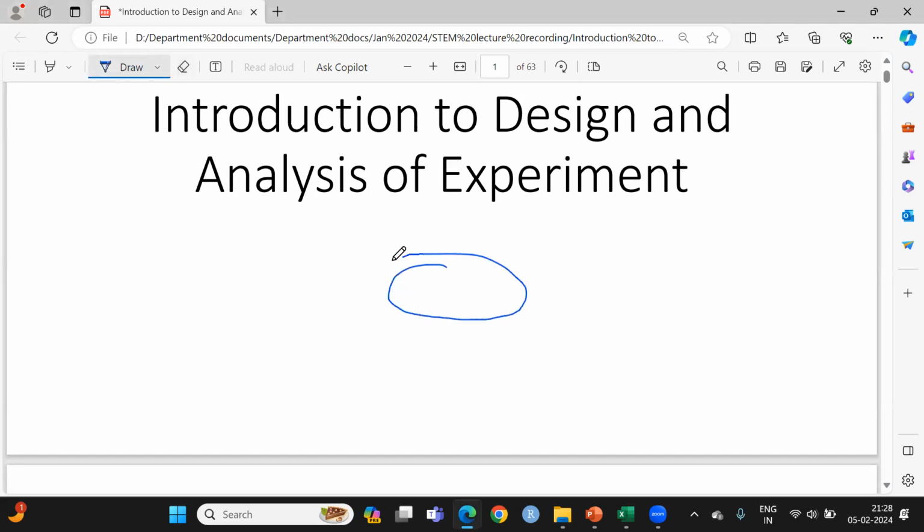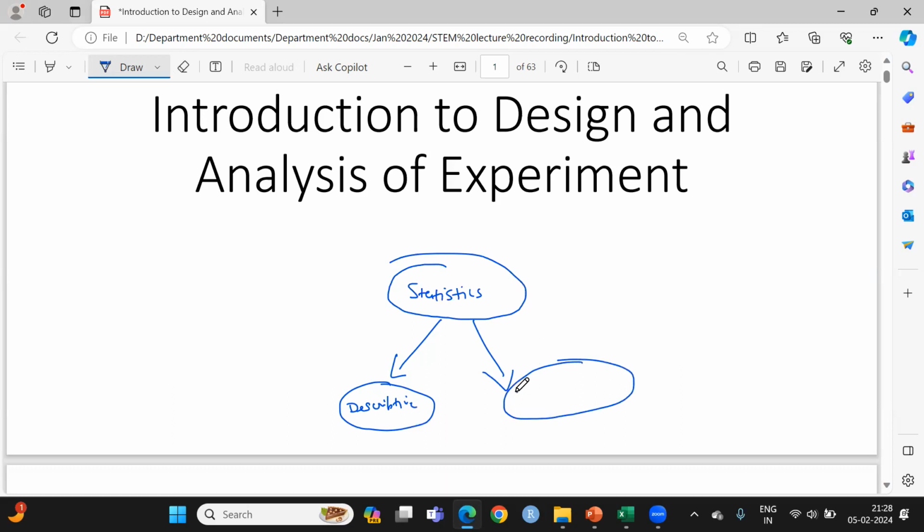So we know that statistics is a subject that is used to extract information from the dataset, and we can analyze the information using various tools, right? So statistics is further segmented into two further branches. One is called descriptive statistics, and the second one is called inferential statistics.